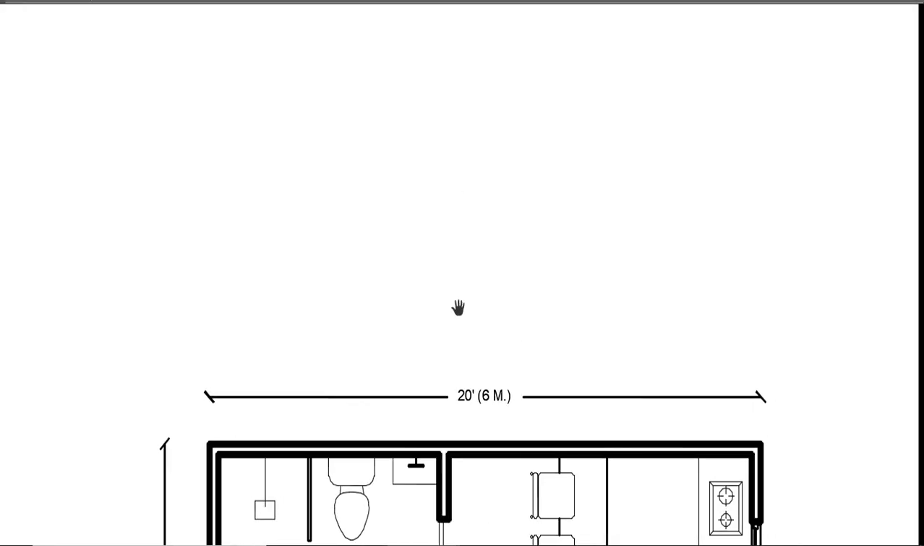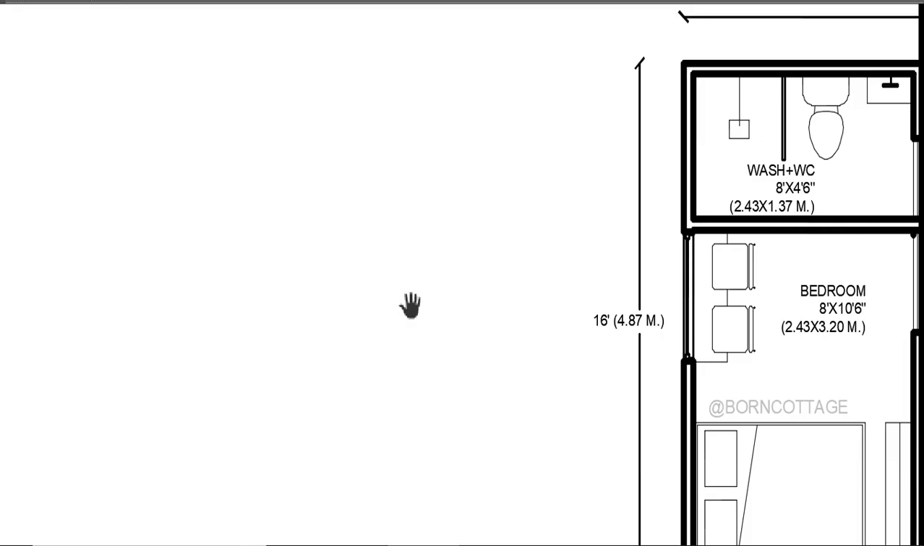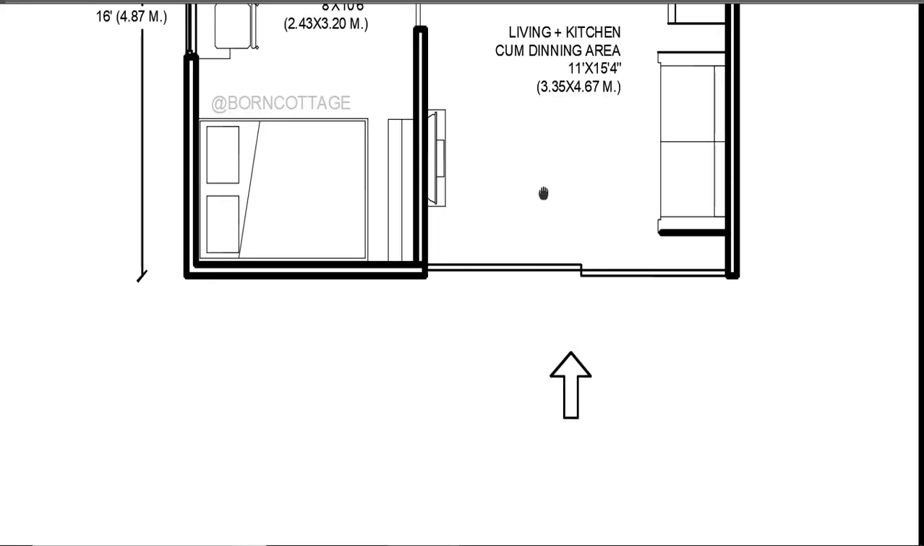There is a 20 feet, 2 shipping containers. The total area I have taken is, the width is 20 feet, in meter 6 meter, and the length is 16 feet, in meter 4.87 meter. So in the front we have a sliding door here. After that we will go inside.